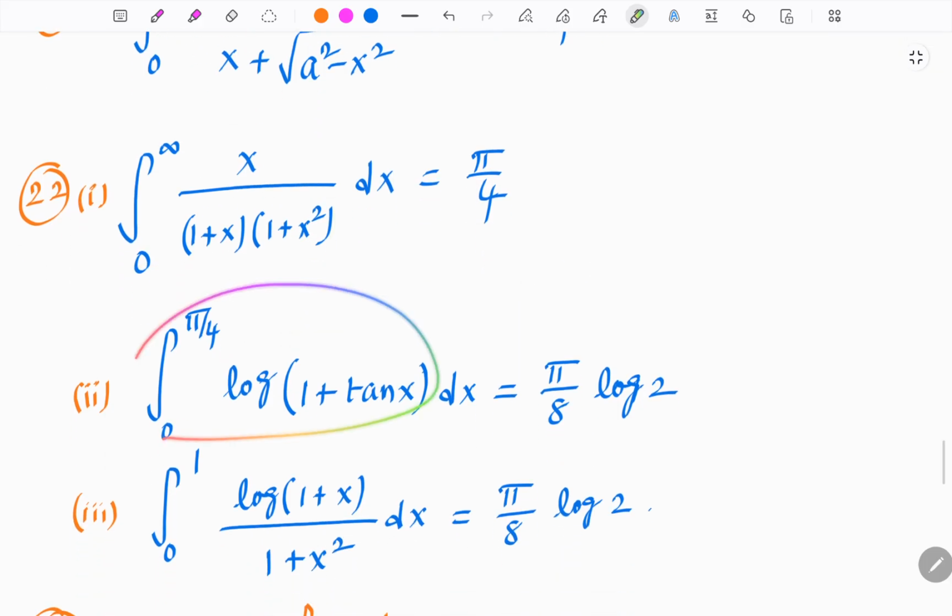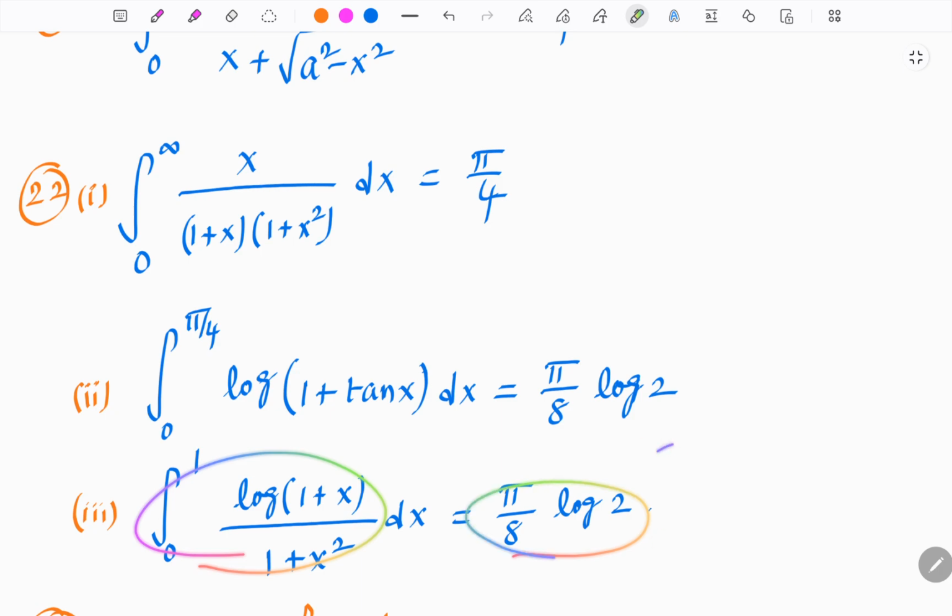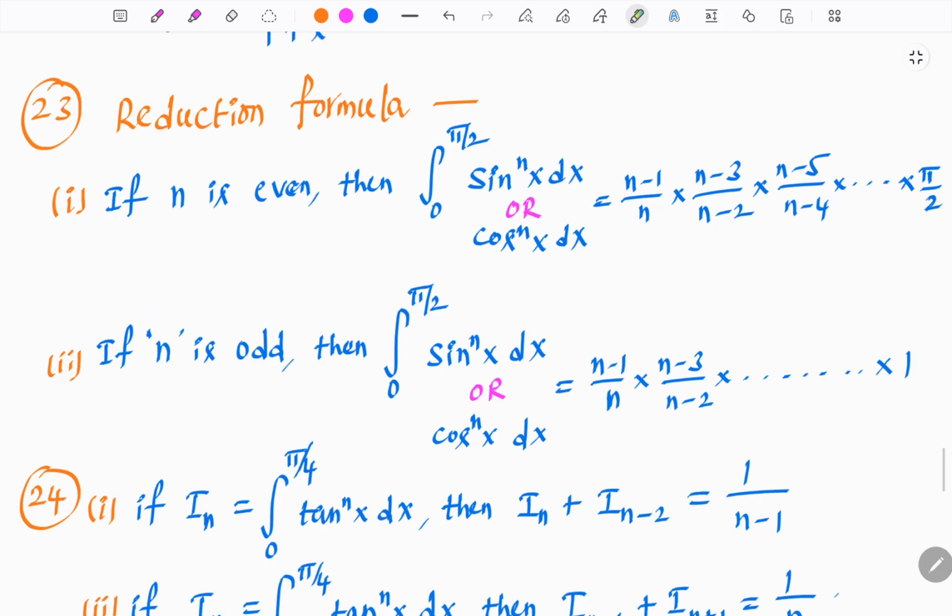And one more, see, either 0 to pi by 4 log (1 plus tan x) or 0 to 1 log (1 plus x over 1 plus x squared), what is the fixed answer? Pi by 8 log 2. Clear, students? Next, reduction formula, very, very important. You can expect one question from here. Clear? Next, so what are the chances here?